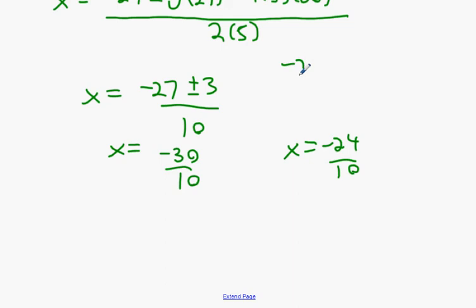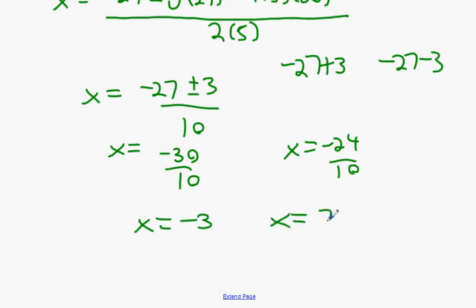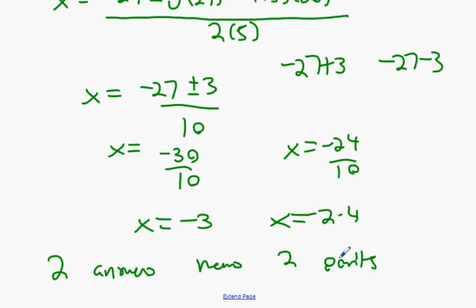Does everybody understand? I did minus 27 plus 3 and minus 27 minus 3. Both versions. One answer is minus 3. The other answer is minus 2.4. What can you tell me? Two answers. Two answers means 2 points, which means it goes straight through the asteroid field, which means it most definitely needs to alter course. Yes, Luke?